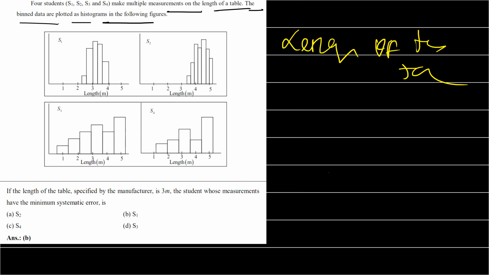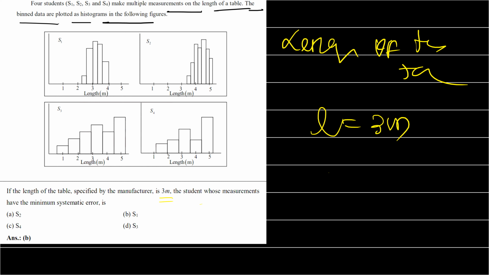Okay, so this is basically of x1 s1, this is basically of s2, this is basically of s3, and this is of s4. Now it is given that if the length of the table specified by the manufacturer is 3m, which student's measurements have the minimum systematic error?